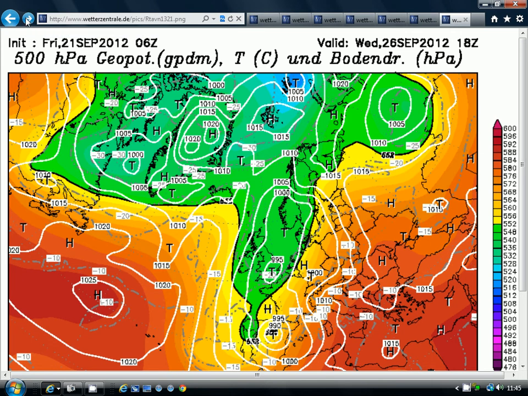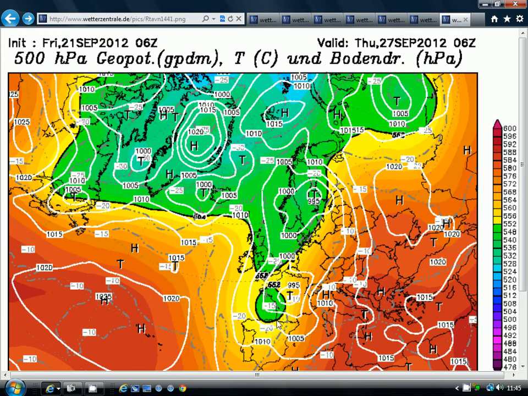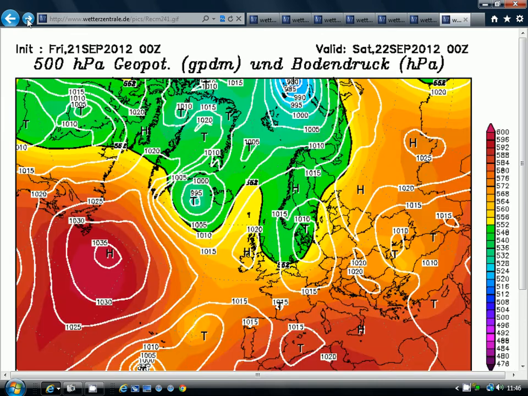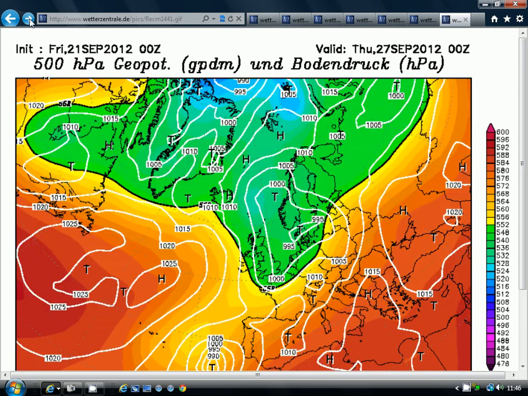But look where this low pressure goes then. It moves northwards through France. It may come up towards the British Isles. So if it does, that'll give us another bout of very wet weather through the middle and latter stages of next week. This is the ECMWF again.